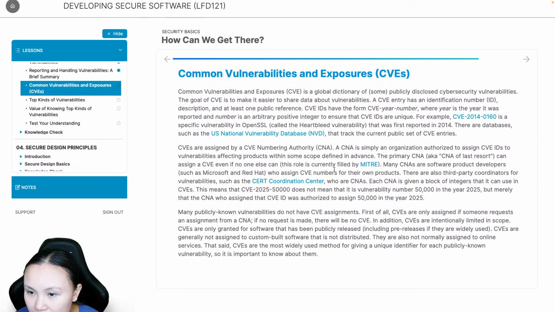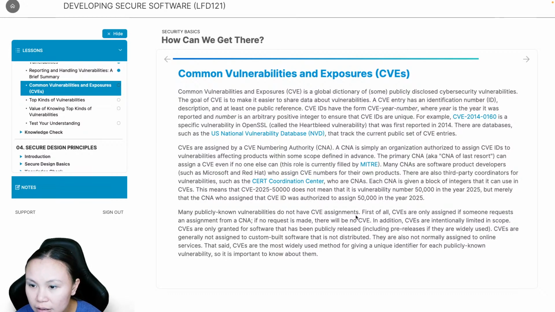A CNA is simply an organization authorized to assign CVE IDs to vulnerabilities affecting products within some scope defined in advance. The primary CNA can assign a CVE even when no one else can. Many CNAs are software product developers who assign CVE numbers for their own products. There are also third-party coordinators for vulnerabilities, such as the CERT Coordination Center, who are CNAs.